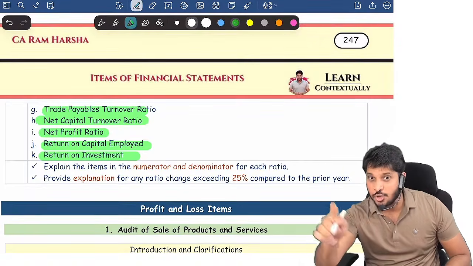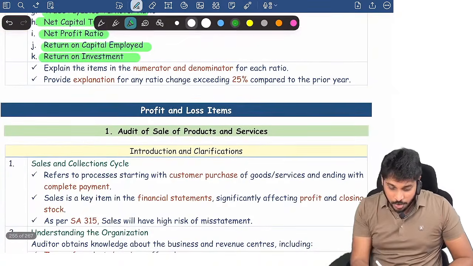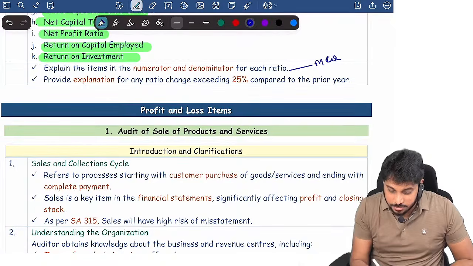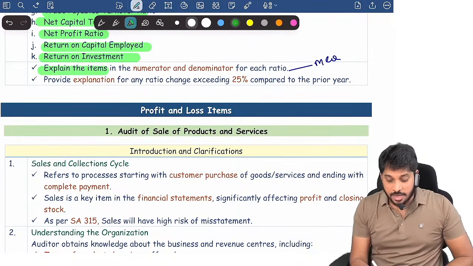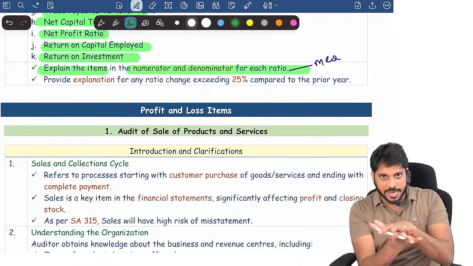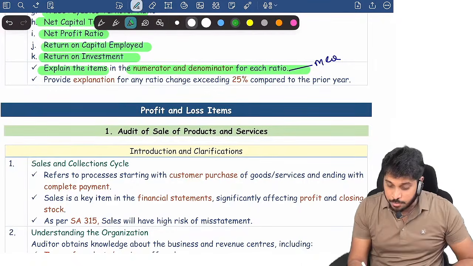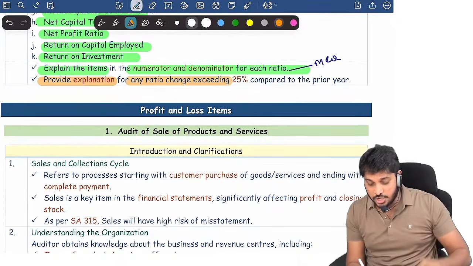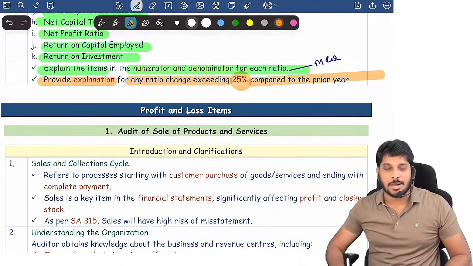Not only ratios, you should also disclose. Most important, it was recently asked as an MCQ. They can even ask any of this as an MCQ. Explain the ratio. First explain the ratio, numerator and denominator. Also explain, most important, provide explanation if there is a change in the ratio exceeding 25% compared to previous year.